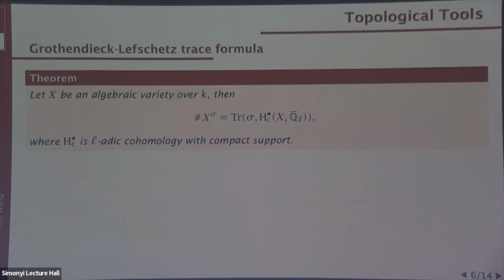Now I introduce some tools from algebraic geometry called the Grothendieck-Lefschetz trace formula. If X is an algebraic variety over a finite field K, then the number of fixed points of Frobenius on the variety can be counted by computing the trace of Frobenius on the étale cohomology with compact support. In spirit, this étale cohomology with compact support is kind of like singular compactly supported cohomology on a complex manifold.